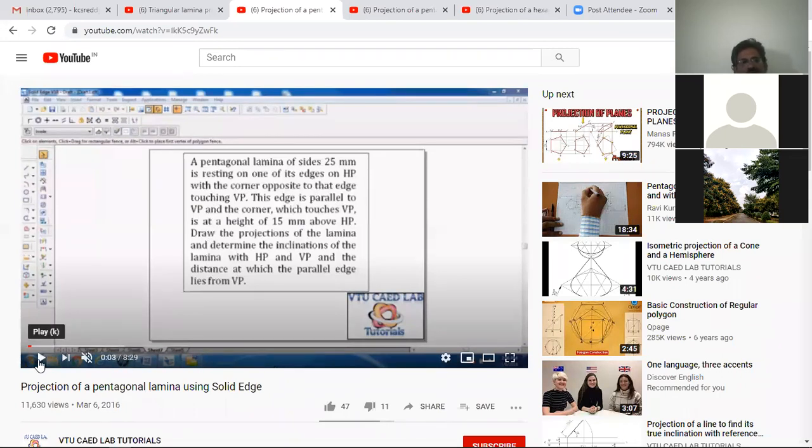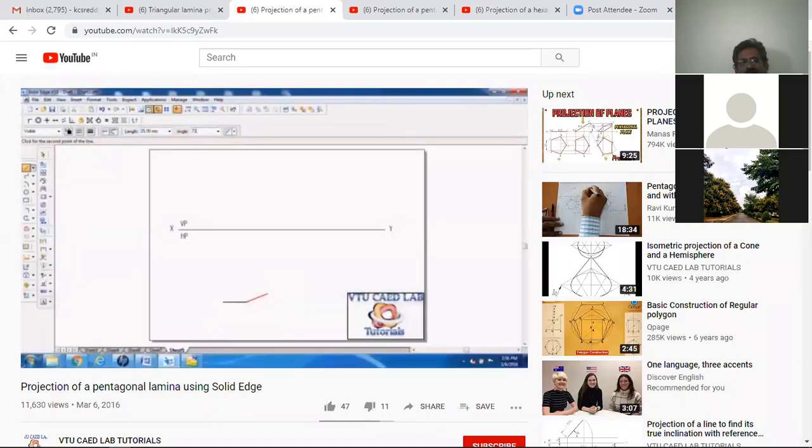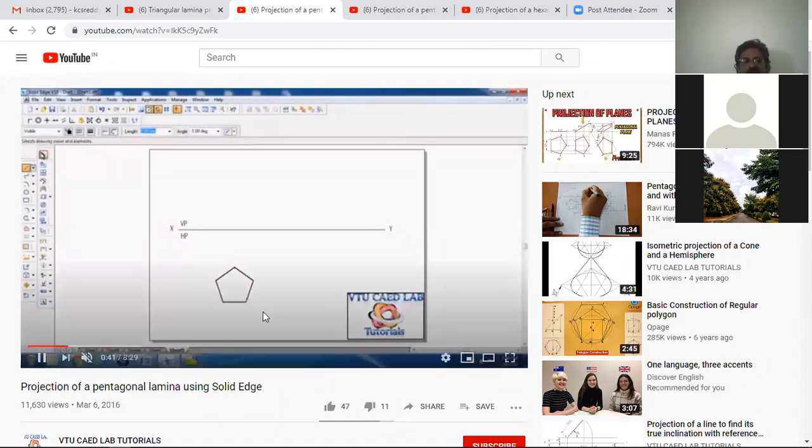If you draw that, take the XY and VP, HP, and here you construct by drawing a length of 25 mm at 0 degrees, then 25 at 72. We use the command like 72, then 25 length, then you can use 144, then length 25, then minus 144, then you can join to the end point.